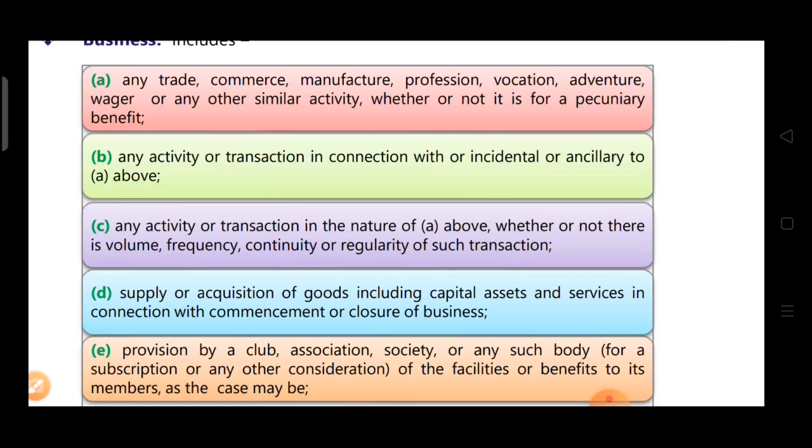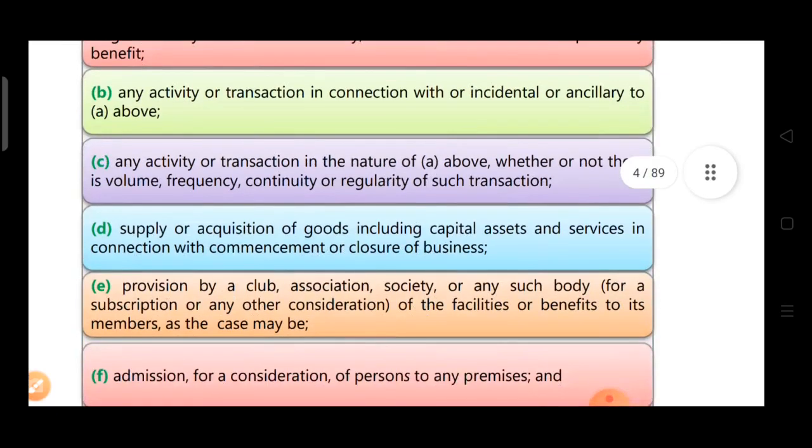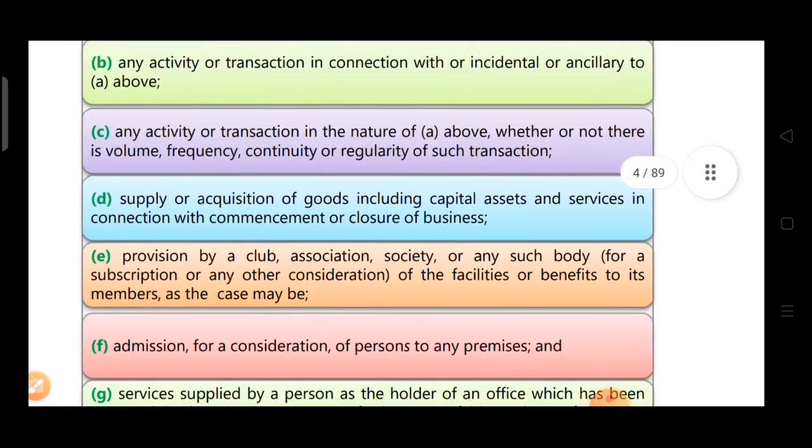of business. Now next one is any activity or transaction in connection with or incidental or ancillary to the above. Means any activity which is incidental, which is related to the activity as stated in A, that is also included in the definition of business. Next is any activity or transaction in the nature of A above, whether or not there is volume, frequency, continuity or regularity of such transaction.